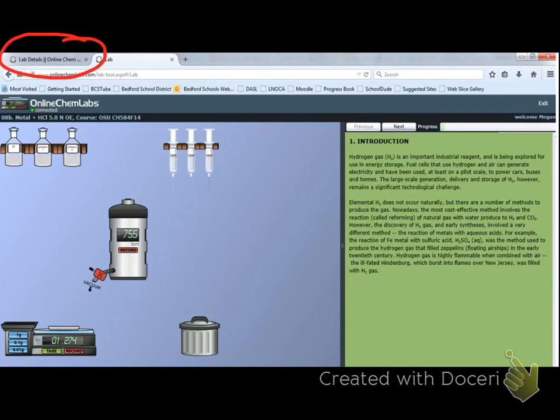So all of the materials for this lab are set up for you. The zinc and the unknowns are here. Here's some syringes full of hydrochloric acid. Down here is the scale. And then you also have a waste container.